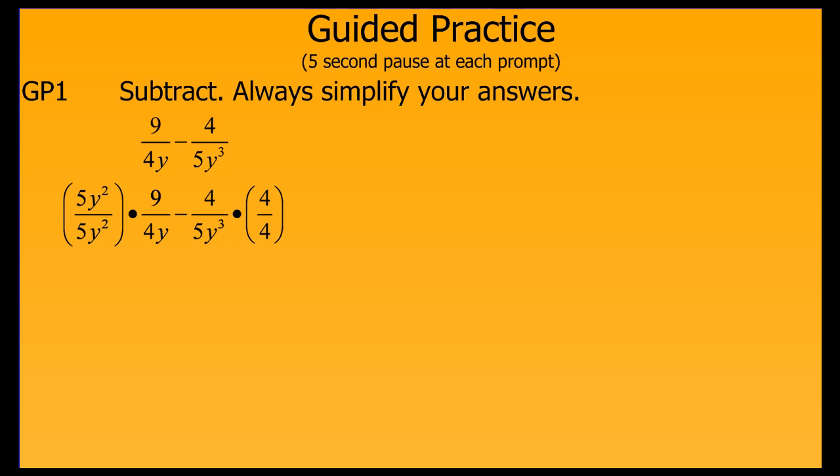Now what? Now we go ahead and multiply and write our expression as one fraction with a common denominator. Now what? Since the numerator doesn't factor, we're finished. This is as simple as we can get this one.